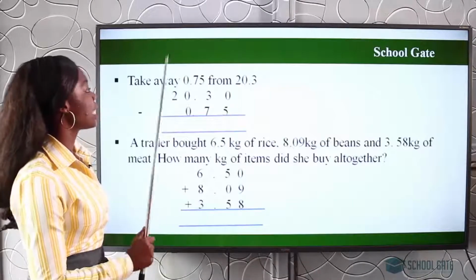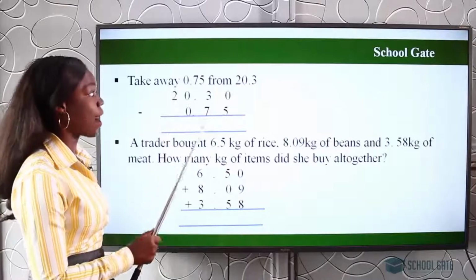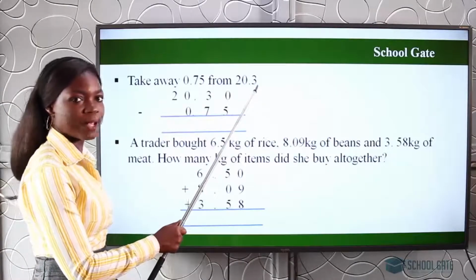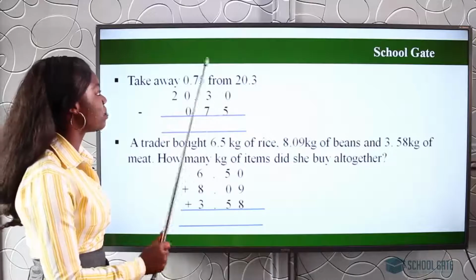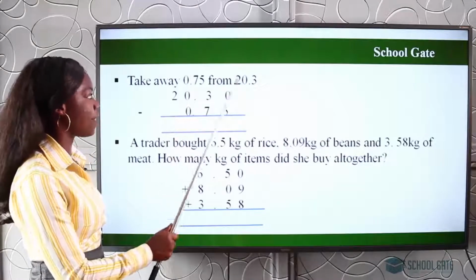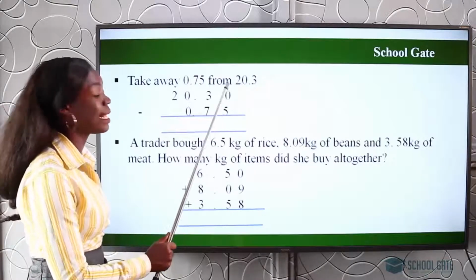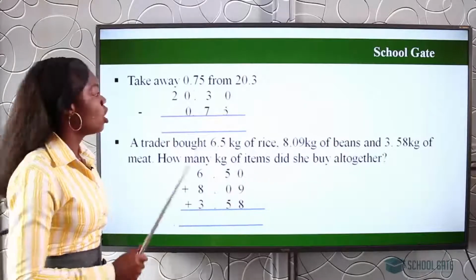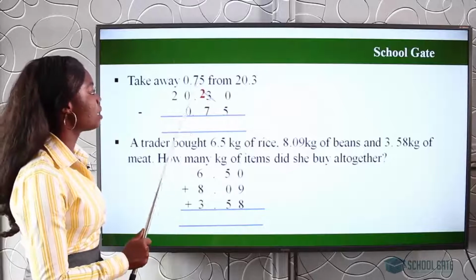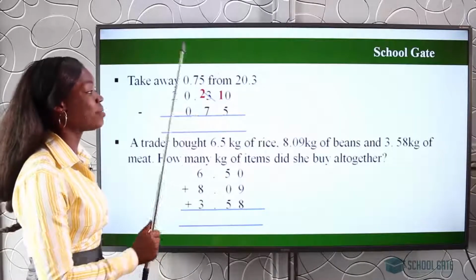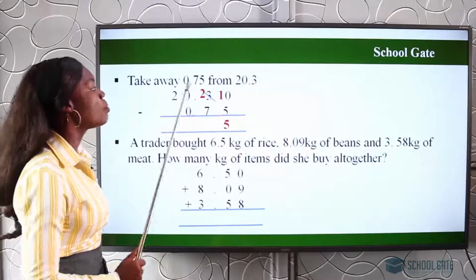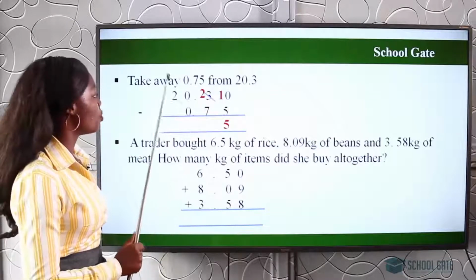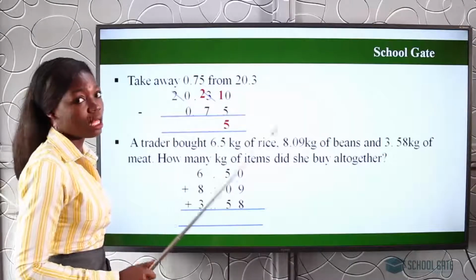Okay? Take away 0.75 from, that means this is the bigger number. So you have this minus 0.75. We put the 0 to make it easier to subtract. 0 minus 5 is not possible, so you borrow from 3 to make this 2. Place this one. 10 minus 5 is 5. 2 minus 7 is not possible. You borrow from 2 because 0 is nothing too.